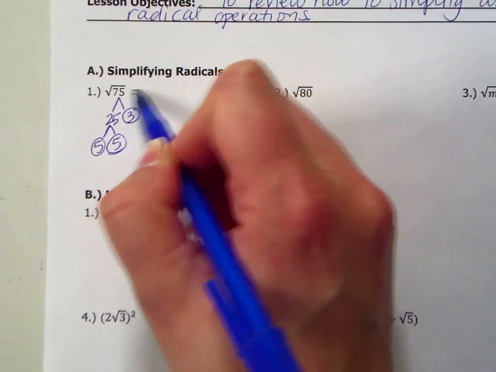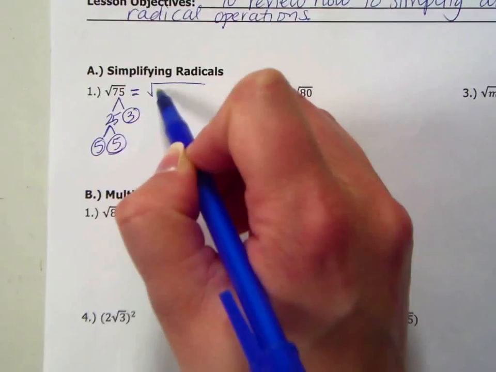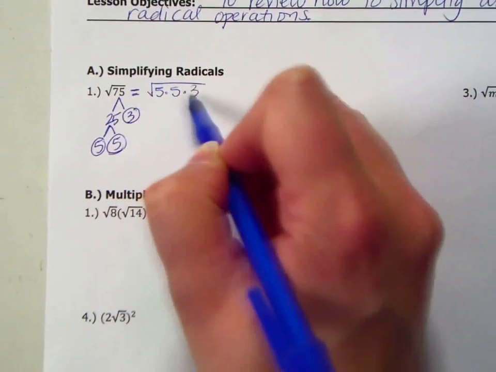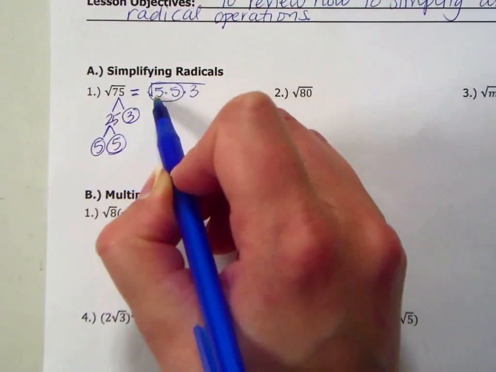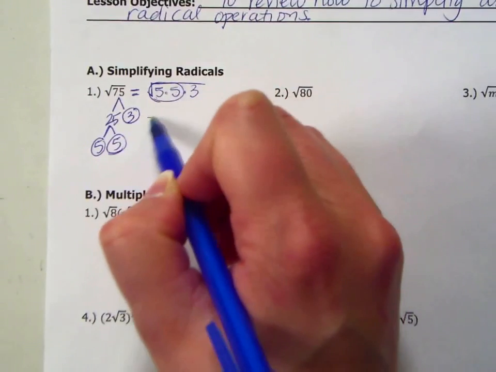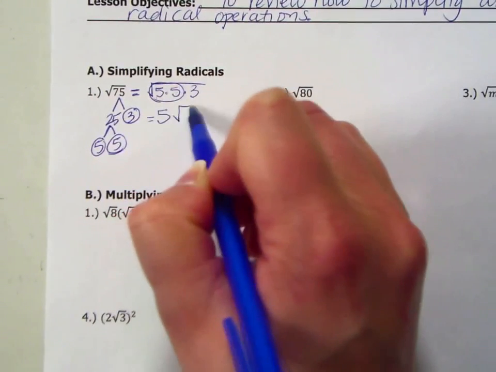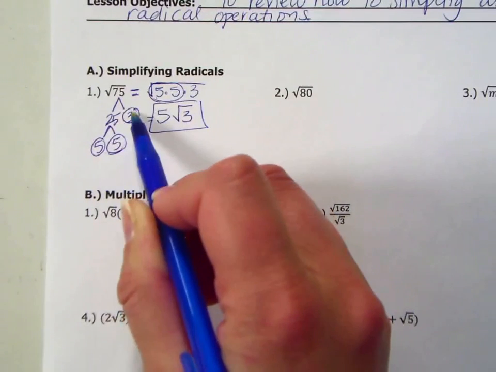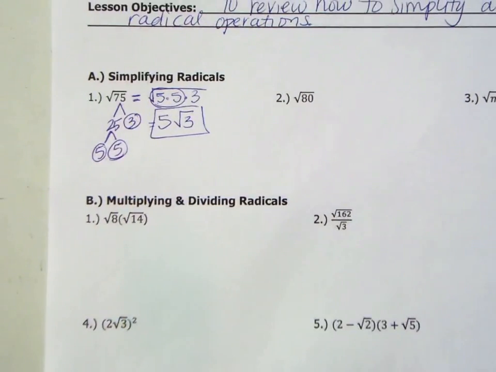So think about this, the reason why we're pulling out pairs. This 75 is the same as 5 times 5 times 3. That 5 times 5 is 25, which is a perfect square. So when I take the square root of that, that is why there is only one of the pair that comes out front. Whatever does not have a pair stays underneath.